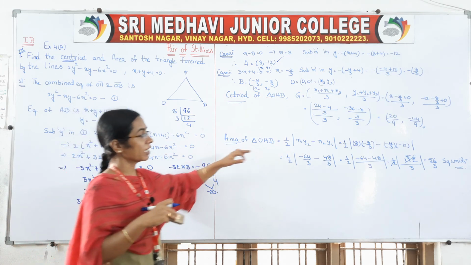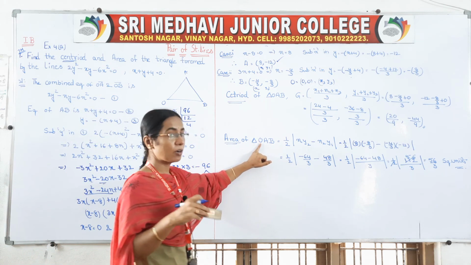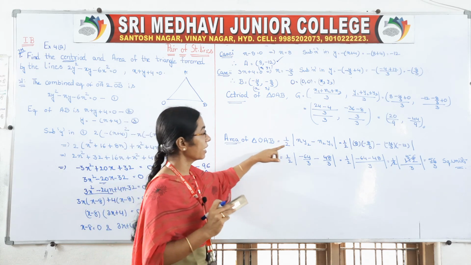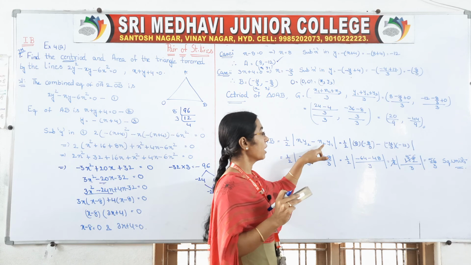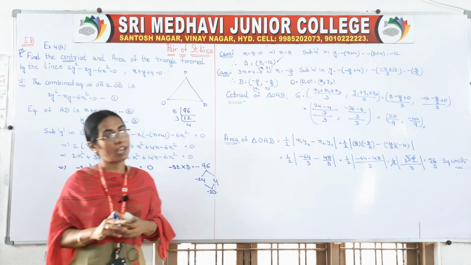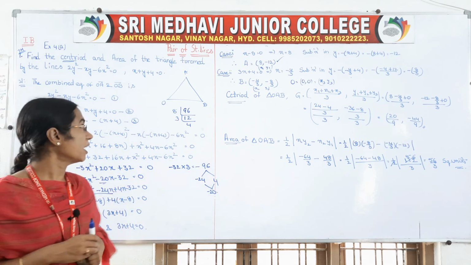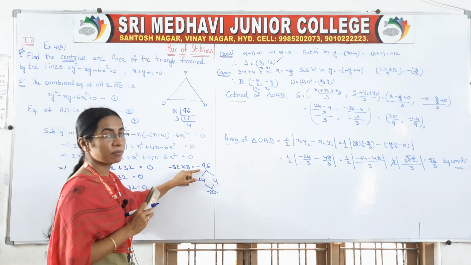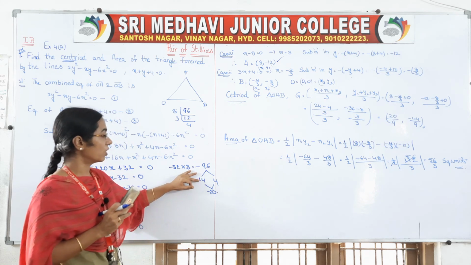But here I have taken this. Whenever one vertex of the triangle is the origin, the area of the triangle is half into x1 y2 minus x2 y1. Just substitute and find the value. So it is a very important problem. Practice it, and while taking the LCM and factors you should be careful.